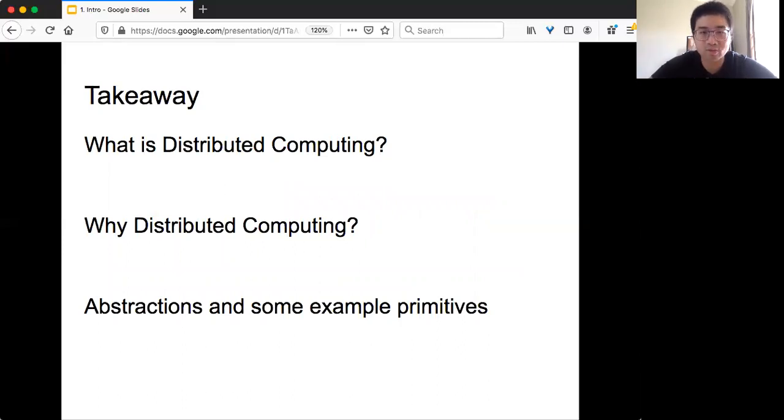Okay, so the takeaway is, first, what is distributed computing and what are some common definitions? And second, why should we care about distributed computing? How is it related to other research fields? And then finally, a very vague model for the abstraction or the layering for the distributed system and some example primitives that we are going to talk about.